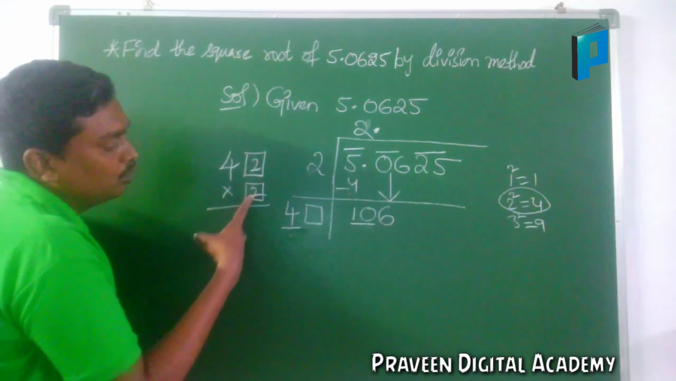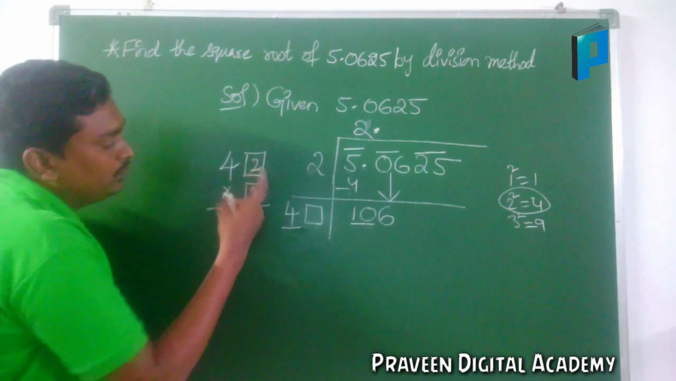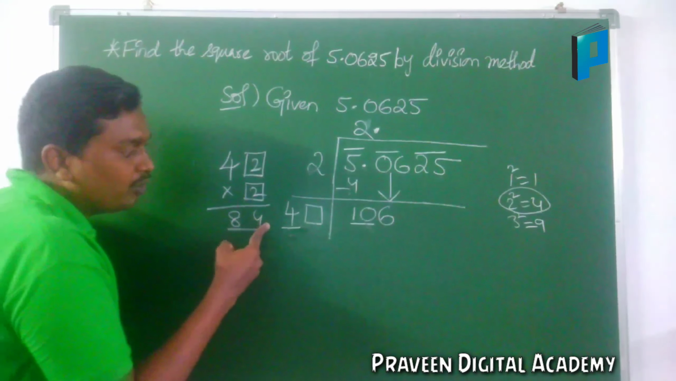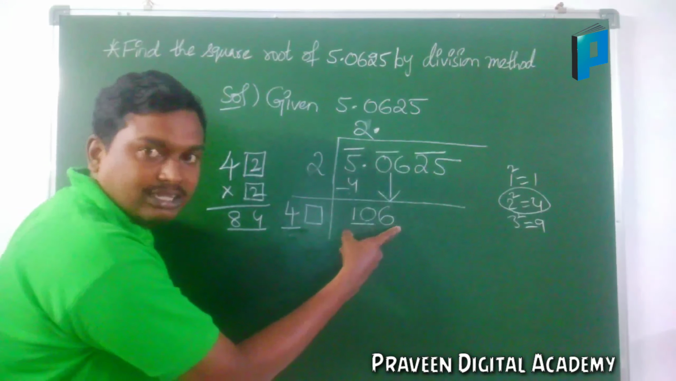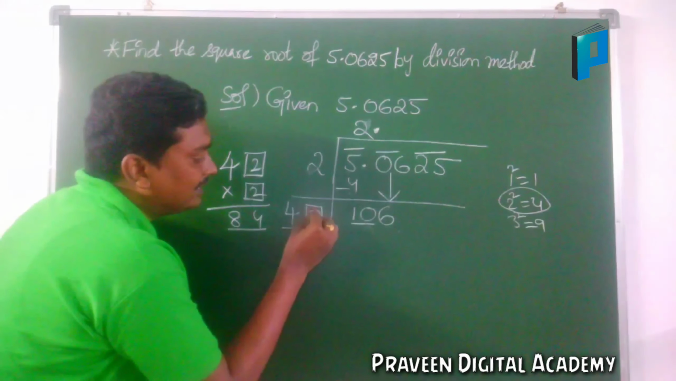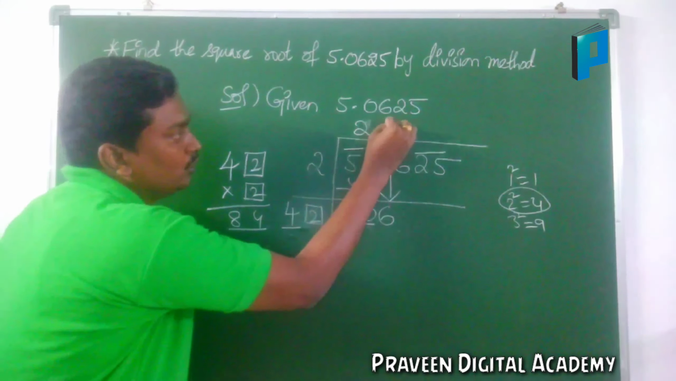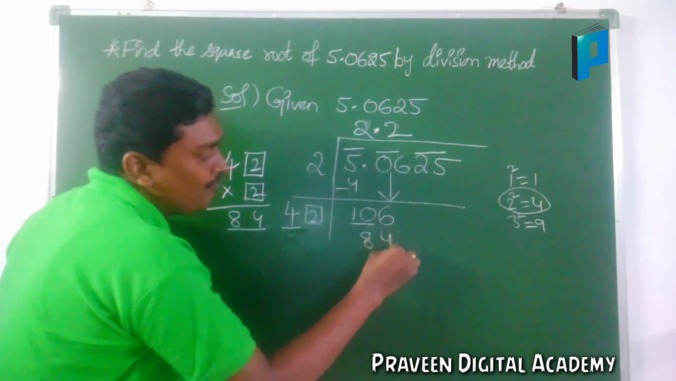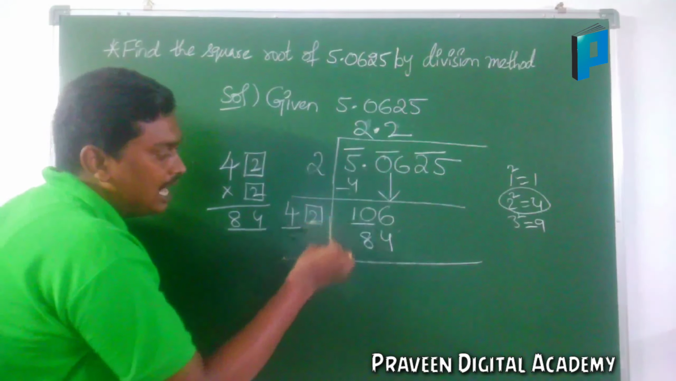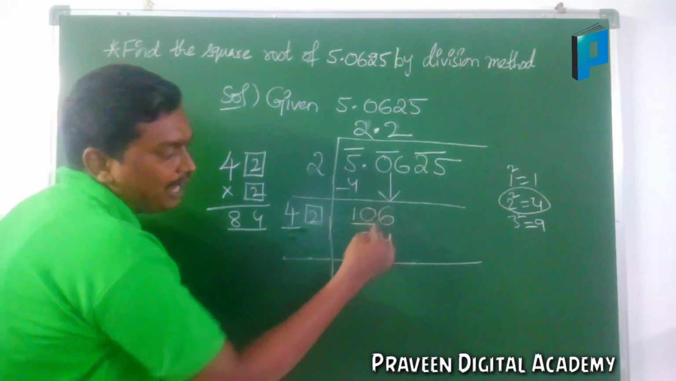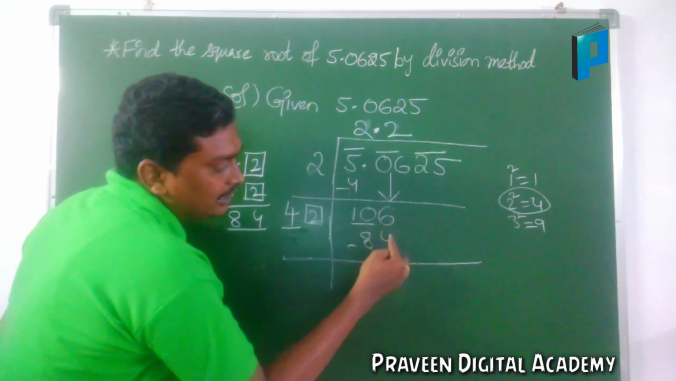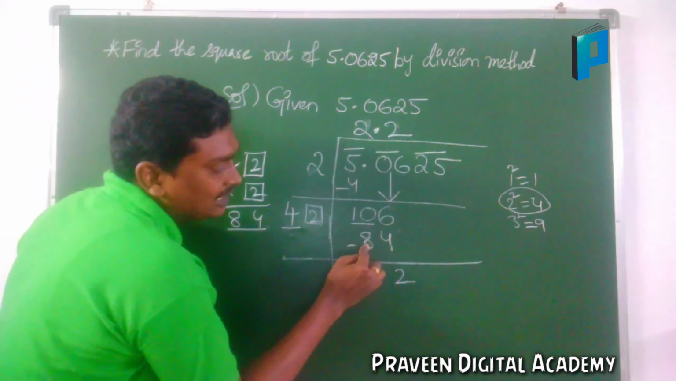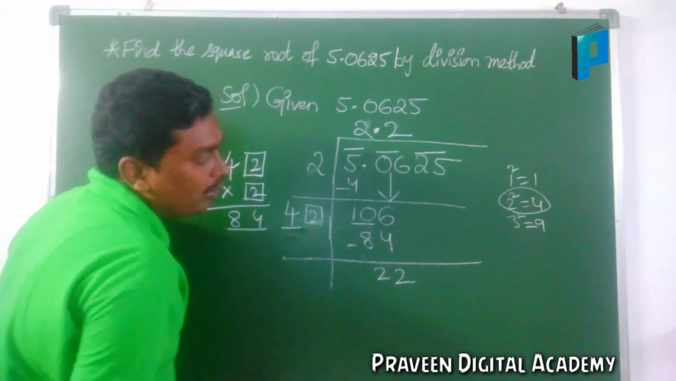So I can take 2 into 2. 2 into 2 is 4, 2 into 4 is 8. 84 is nearer to 106. So 42 twos are 84 I got here. After that I will do the subtraction again. 6 minus 4 is 2, 10 minus 8 is 2 I got.